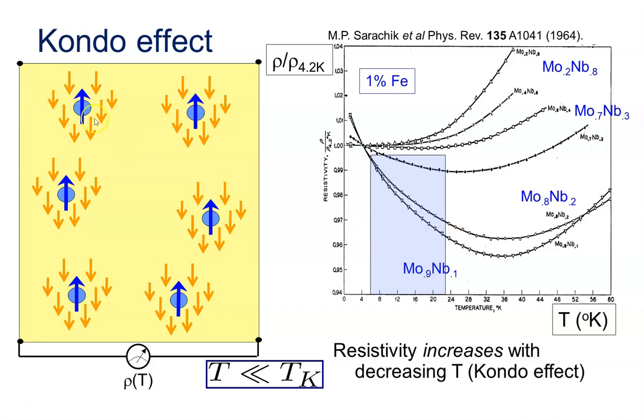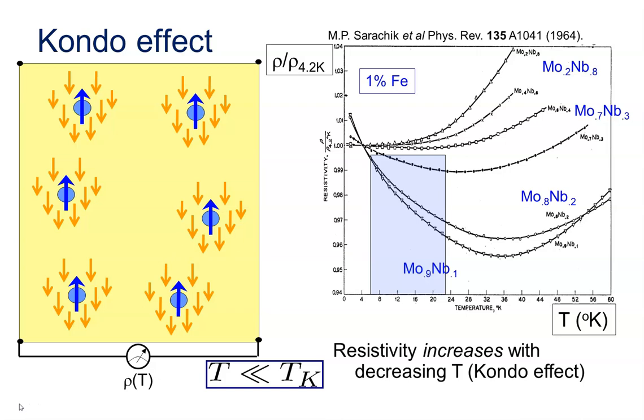Essentially, these spin-dependent collisions, if you wish, start to be more probable. And then the probability of having this spin-related scattering increases as the temperature decreases. And that's what happens, that the resistivity increases with decreasing temperature. And this is referred to as the Kondo effect.